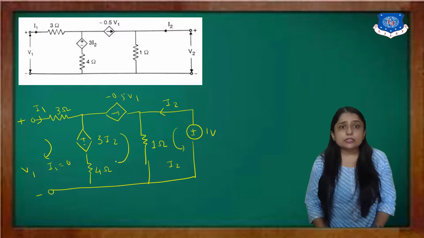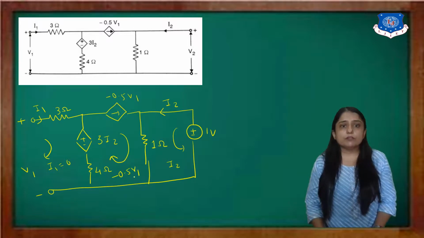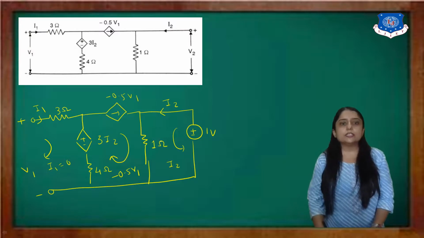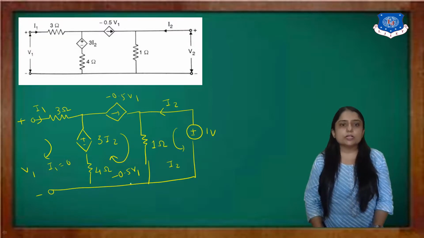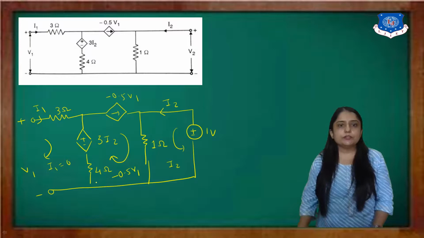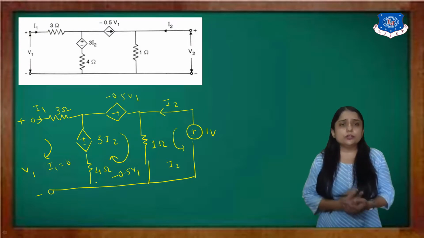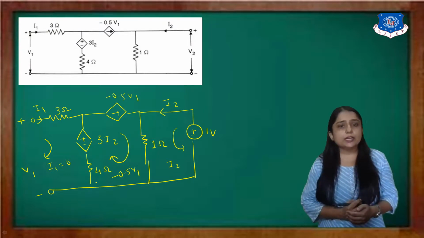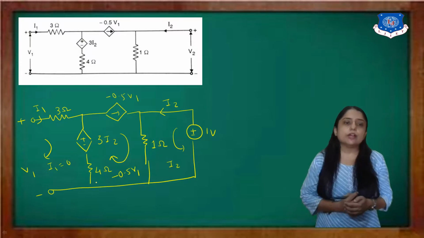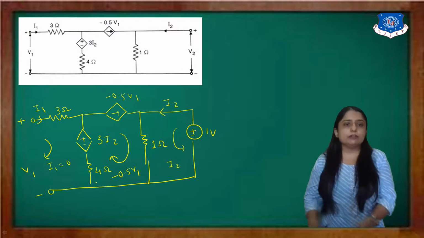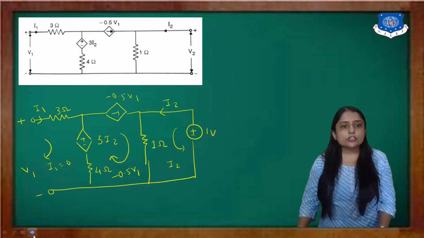Now here you can consider this is minus 0.5 V1. We can consider this current of this loop, that is minus 0.5 V1. Now in order to find out the value of V1 and I2, what will we do? We will write the equations, one by one, the loop equations.